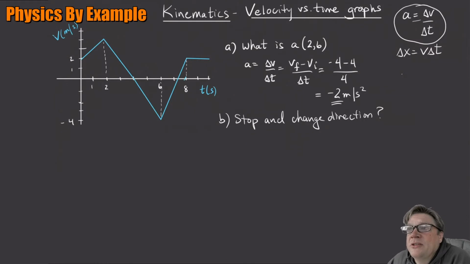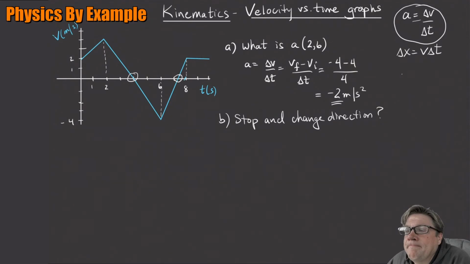So where does it stop? It stops when v is 0, so it stops wherever it crosses the x-axis, at that point and that point. That's where it stops and turns around. One of those points is 4, and the other one is somewhere between 7 and 8. If you know the slope, you could probably figure it out.